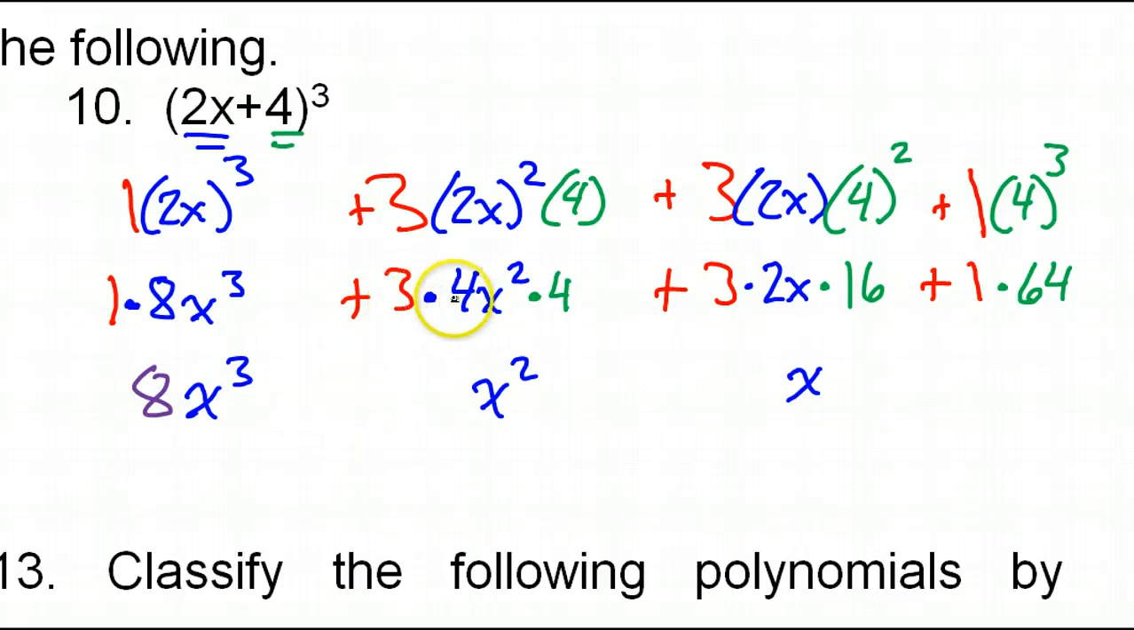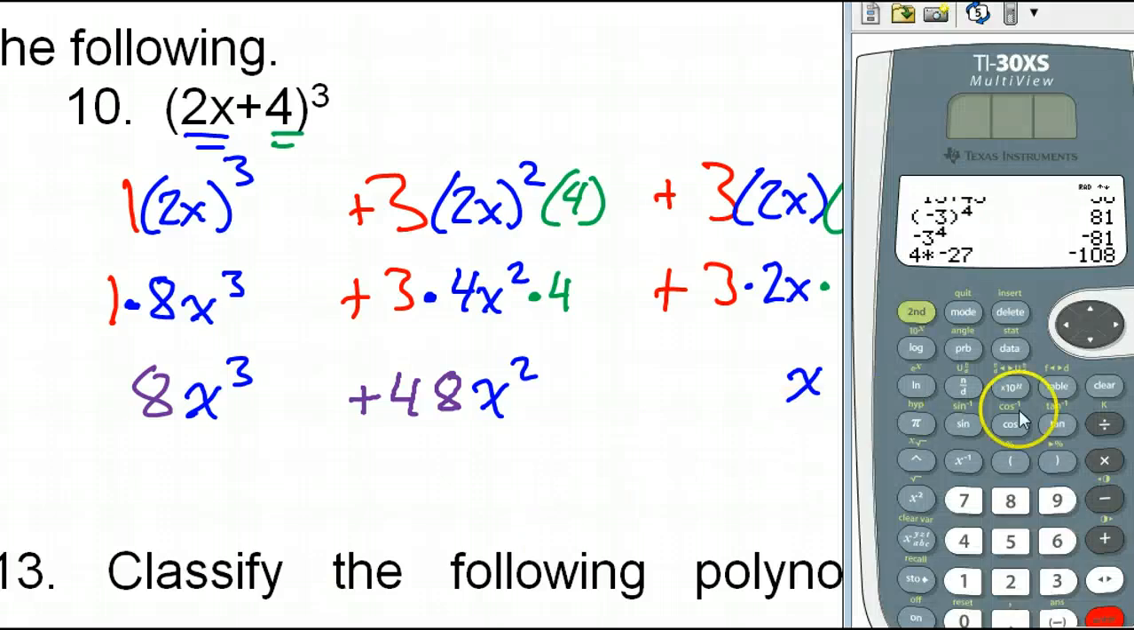Now I have 3 times 4 times 4. Okay, 3 times 4 is 12. 12 times 4 is 48. So I'm going to have 48 x squared. 3 times 2 is 6 times 16.